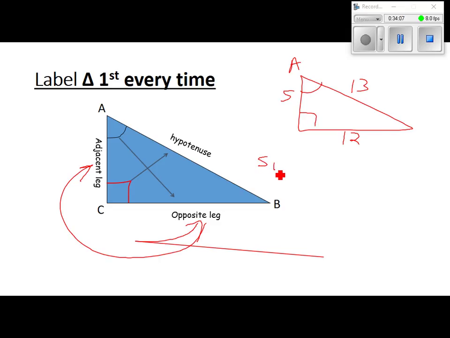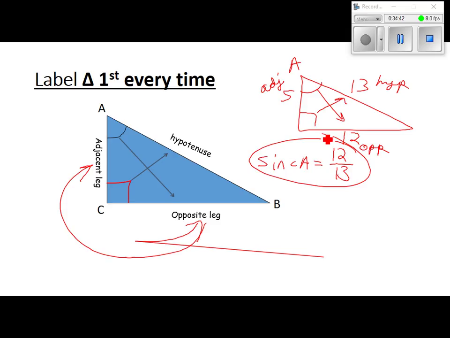If that was angle A, and we wanted to find the sine of angle A, our SOHCAHTOA for sine, the SOH part says what over what? Opposite over hypotenuse. So we want to label this: this is the opposite leg, that's the hypotenuse, that's the adjacent leg. For sine, we want opposite over hypotenuse. So what's the number for the opposite leg? 12. What's the number for the hypotenuse? 13. That's the sine of angle A.